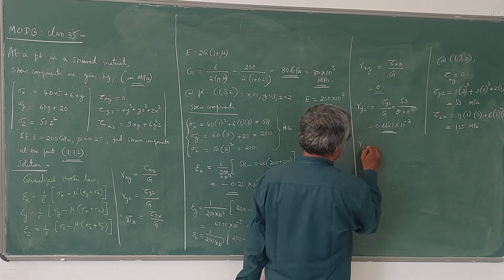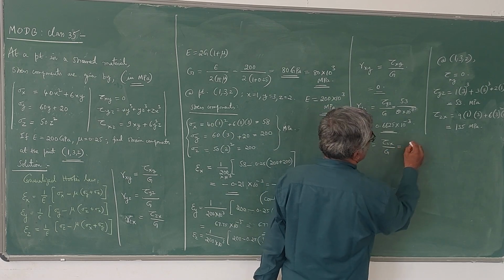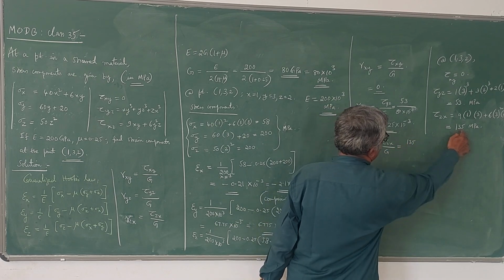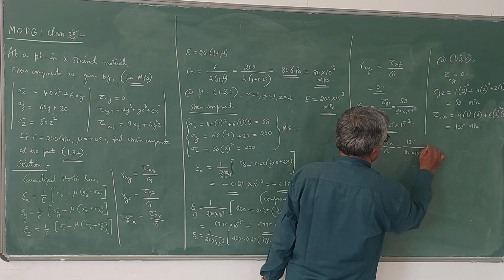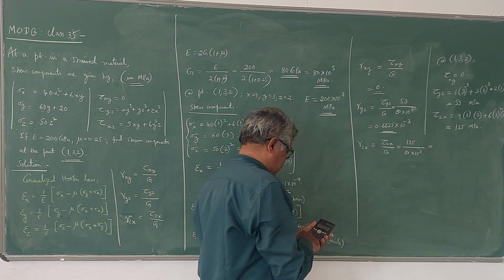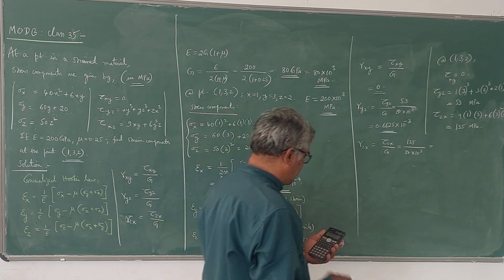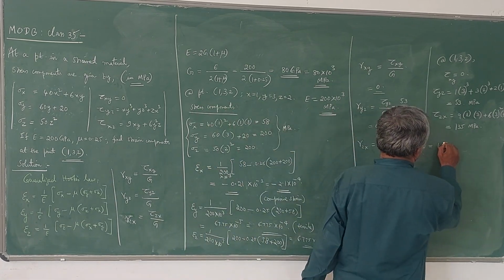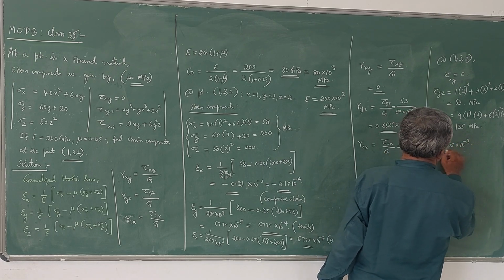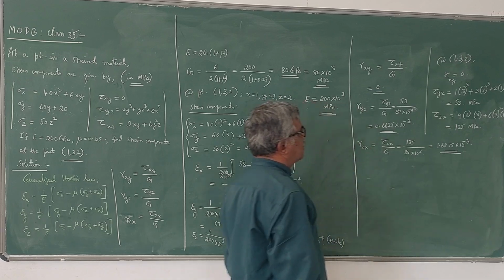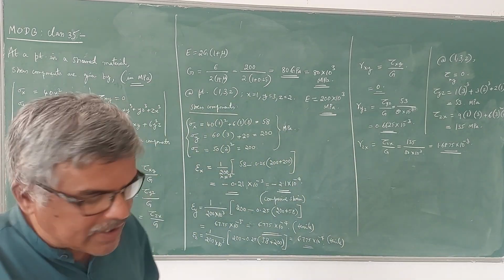Then gamma zx is tau zx by G. Tau zx is 135, which we have calculated here, divided by 80 into 10 power 3. So that is 135 divided by 80, which is 1.6875 into 10 power minus 3. These shear strains don't have any units; actually it will be in radians.